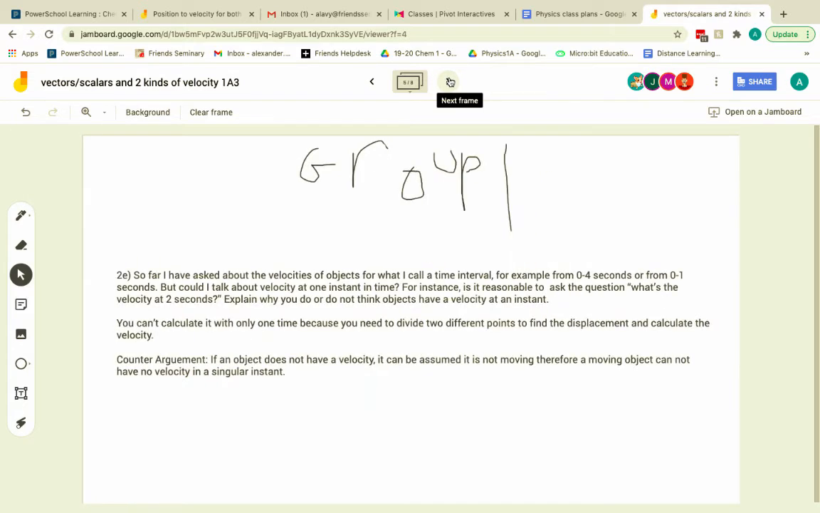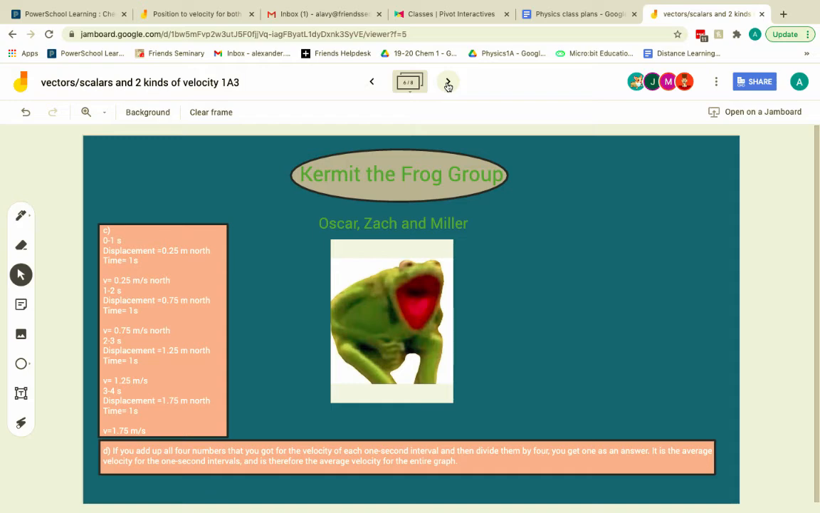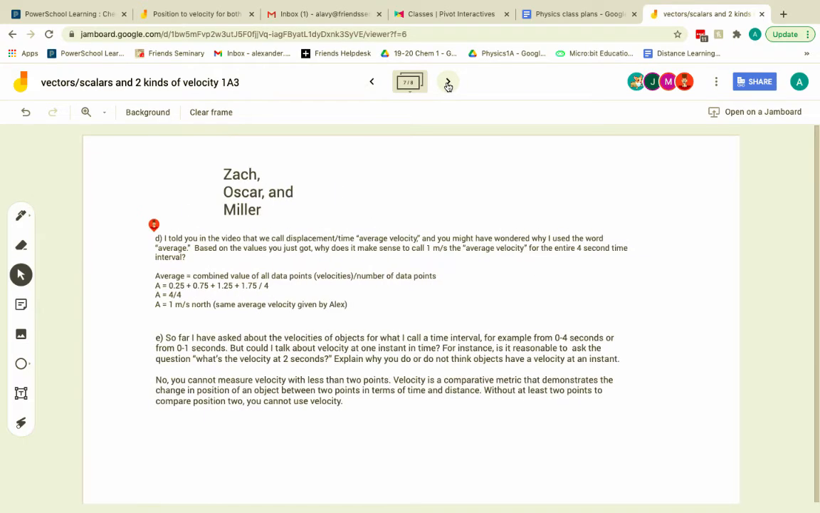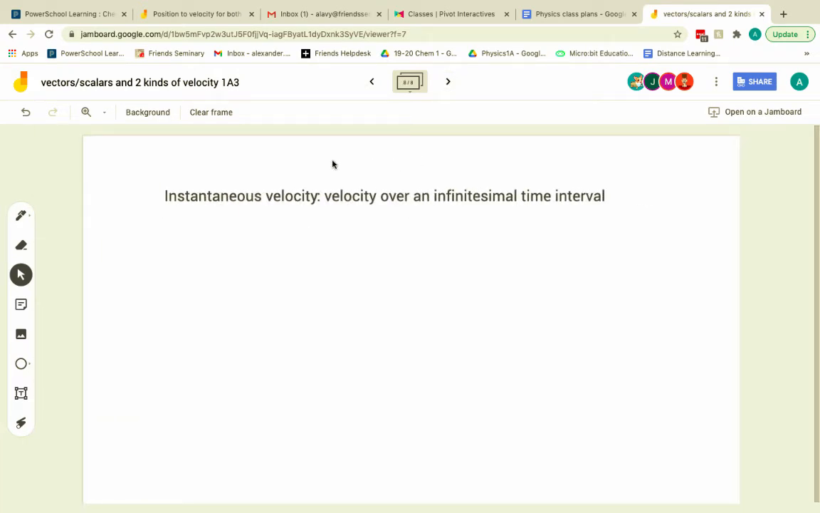Another group actually made a really interesting argument for why. They said, this is group 1, you can't calculate it with one time because you need two points to find the displacement and calculate the velocity. So right, I told you that the way to calculate velocity was you had to subtract two different positions to find the displacement and then divide that by the time it took to get the velocity. So what I want to do is talk about this idea called instantaneous velocity.